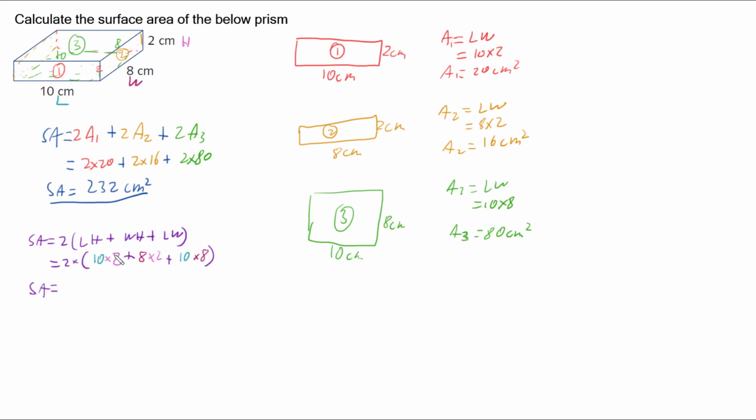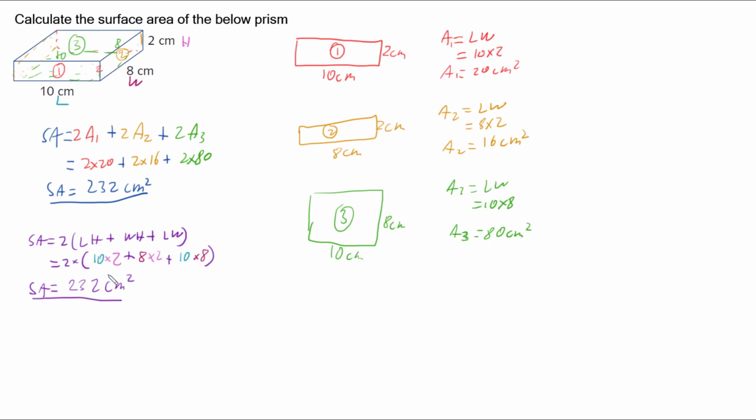I've got 10 times 2, I had 10 times 2. I had 8 times 2, I had 8 times 2. I have 10 times 8, I had 10 times 8. I had 2 lots of each of those added up, I've got 2 lots of each of those added up. So we come to the same answer, that our surface area is 232 centimeters squared.